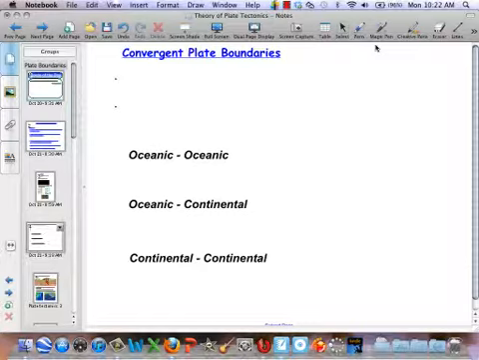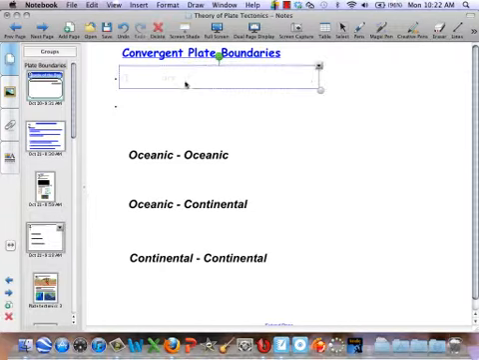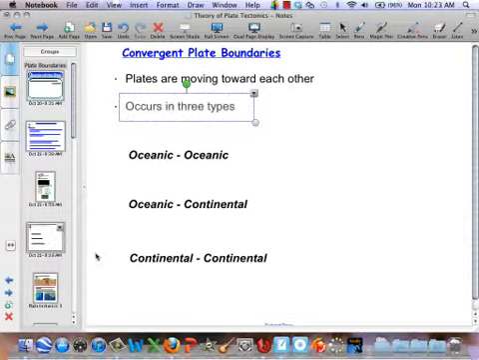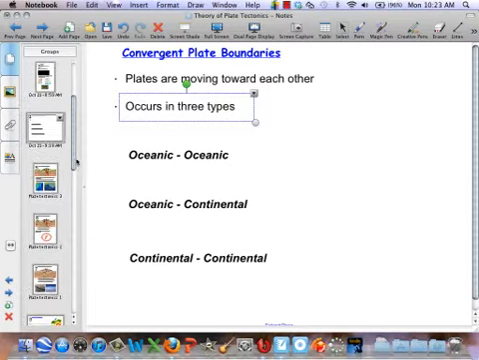Join together, combine. That's exactly it. So with a convergent boundary, we have two plates that are coming together. What's happening in the transform boundary? Go ahead. And we have three types of convergent plate boundaries. I'm going to show you images of each one of these three.